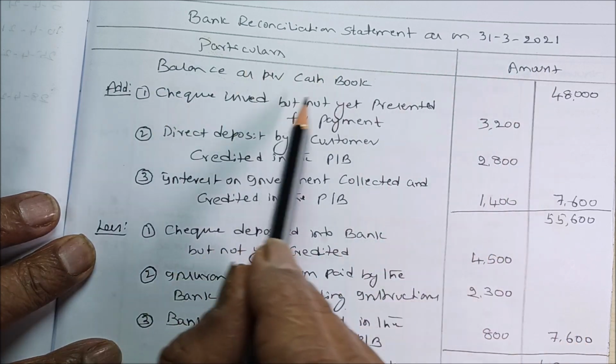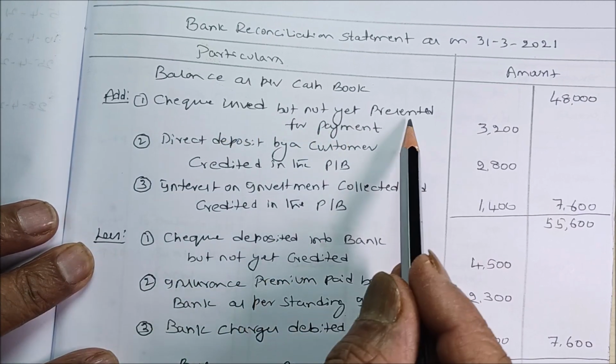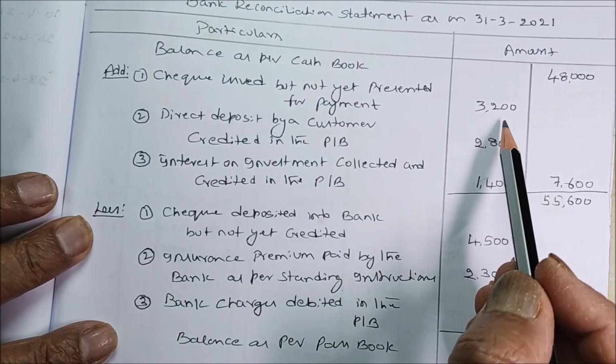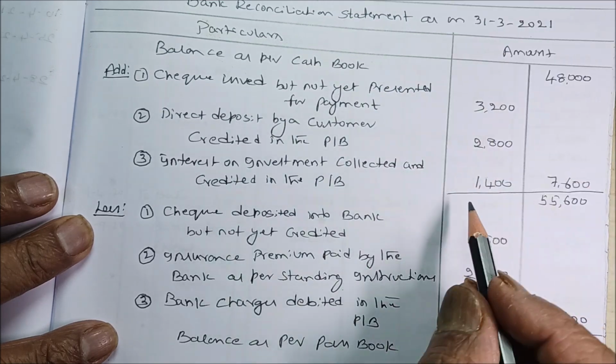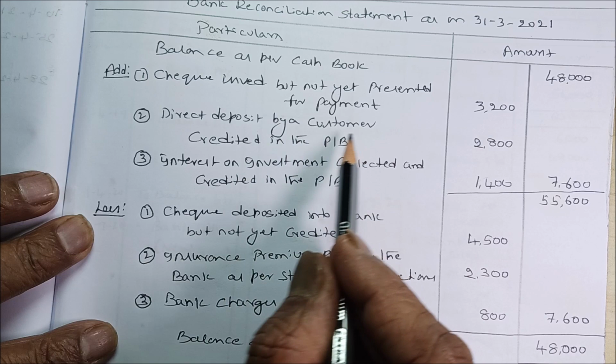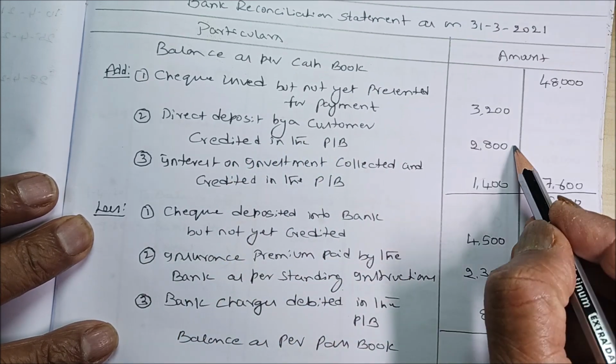Particulars, amount. Balance as per cash book 48,000. Add check issued but not yet presented for payment 3,200. Wherever add is there, you will take. This is 3,200. Add direct deposit by a customer credited in the passbook 2,800.